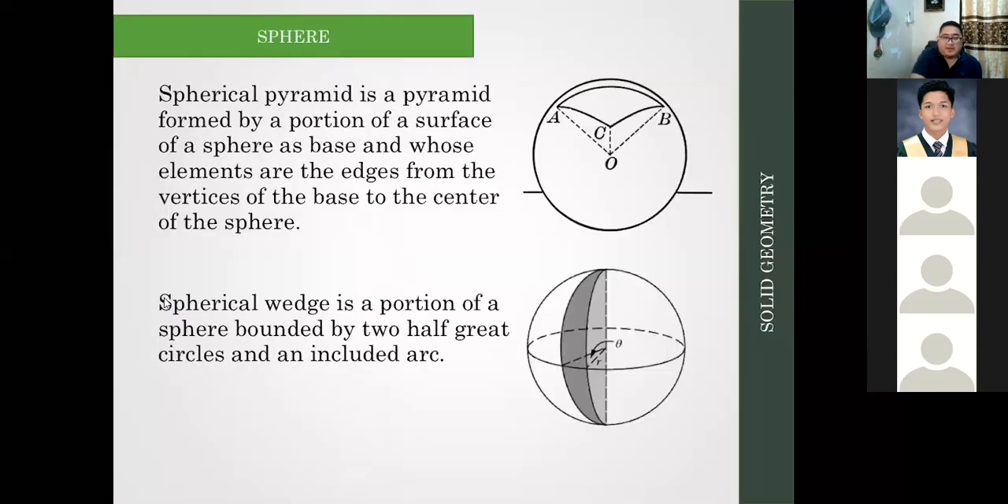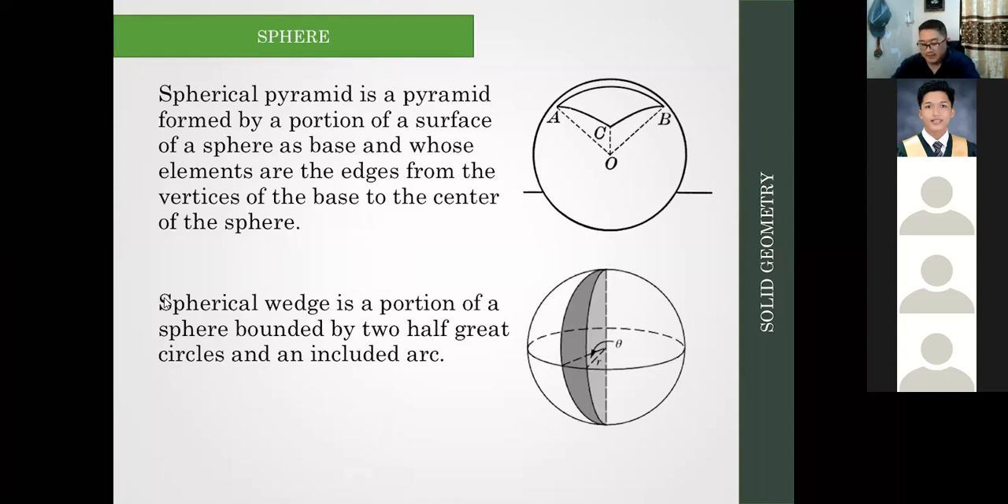So, the spherical pyramid is similar to when we were solving spherical triangles, no? So, that's it. Okay? Whose elements are the edges from the vertices of the base to the center of the sphere. Okay? And then, a spherical wedge is when we slice a watermelon again. The sliced portion with 2 half-great circles is what we call a spherical wedge. Okay? So, I think that's it for our conceptual part.